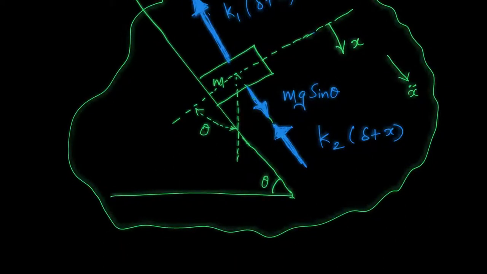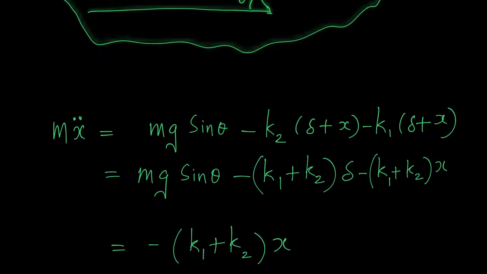Now if I again sum up all the forces in their algebraic sense, then I will end up here. m x double dot is equal to mg sine theta minus k2 into (delta plus x) minus k1 into (delta plus x). These two forces are given negative signs because they are opposing the motion. Once I rearrange the terms, I get something of this sort. And from the condition of static deflection, I know that mg sine theta should be equal to (k1 plus k2) into delta. So these two terms are the same, like 2 minus 2. These two cancel out and I'm only left with this particular term over here.